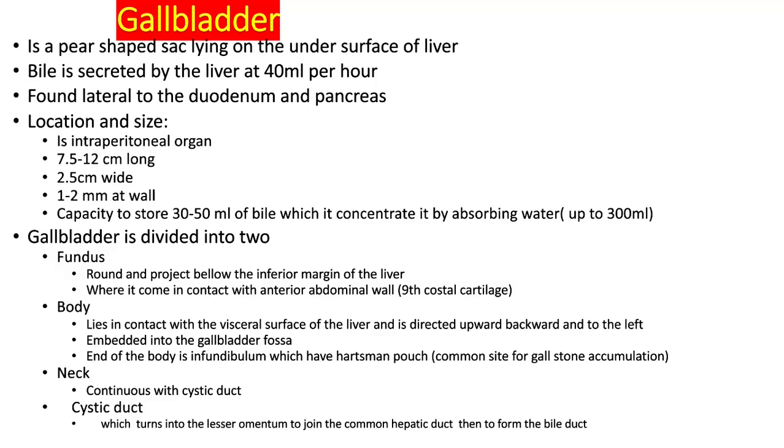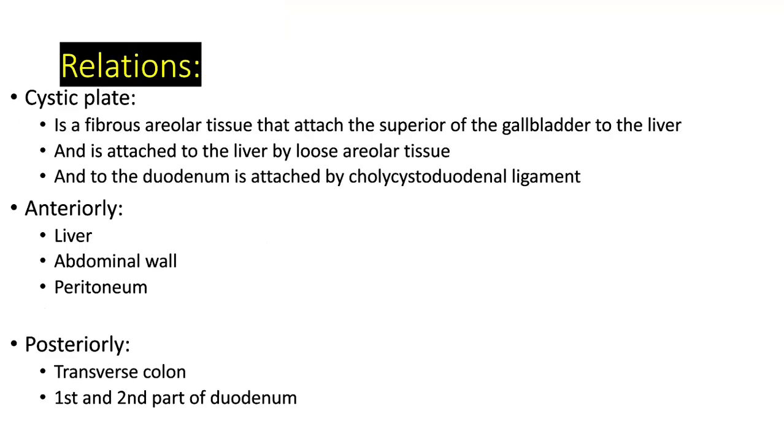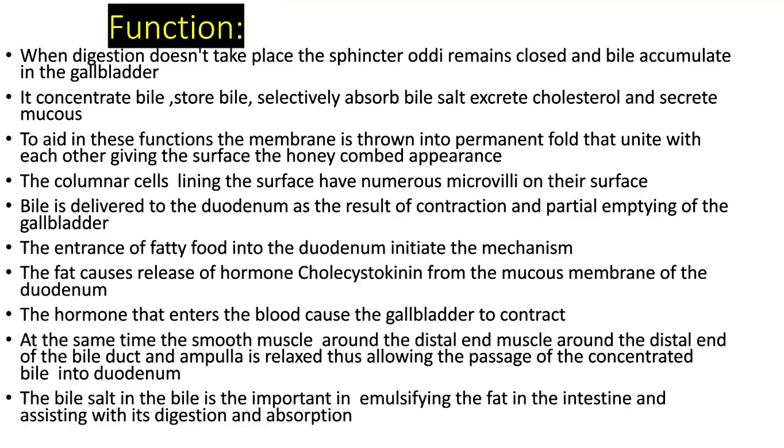The cystic duct turns into the lesser omentum to join the common hepatic duct and then forms the bile duct. Relations: the cystic plate is actually a fibrous areolar tissue that attaches the superior surface of the gallbladder to the liver, and it is attached to the liver by loose areolar tissues, and to the duodenum by the cholecystoduodenal ligament. So anteriorly, the gallbladder has the liver, abdominal wall and the peritoneum. Posteriorly, it has the transverse colon and first and second part of the duodenum.